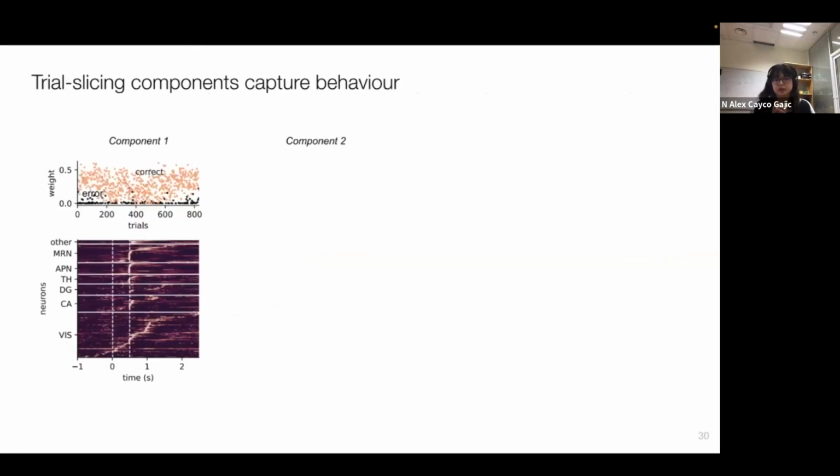So we get two trial slicing components that really seem to capture behavioral variables. Here we see the first component is capturing correct trials in orange versus error trials in black. And if you look at the activations of these different regions, so thalamus, APN, and MRN, you see there's a strong activation at the time of reward. And it seems to pick out the correct trials.